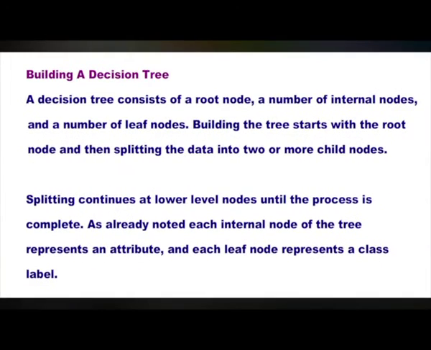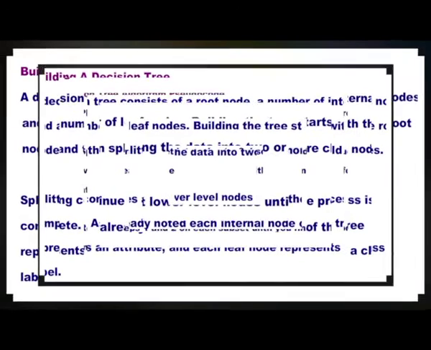Now, we will see about building a decision tree. A decision tree consists of a root node, a number of internal nodes and a number of leaf nodes. Building the tree starts with the root node and then splitting the data into two or more child nodes. Splitting continues at lower level nodes until the process is complete. As already noted, each internal node of the tree represents an attribute and each leaf node represents a class label.